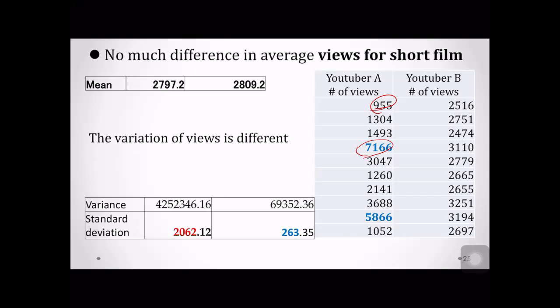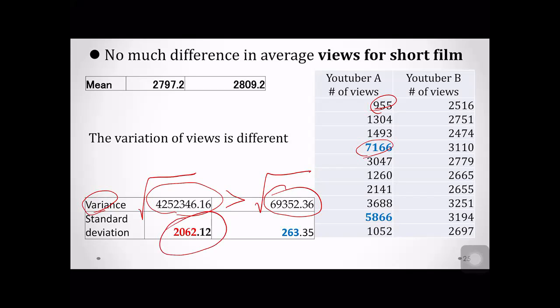So after we calculate the deviation, the variance is just the average of the squared deviation. By calculating that, we find that the variance for YouTuber A is significantly larger than that of B. Standard deviation and variance are similar measures. The only difference is that the standard deviation is just the square root of the variance. So we take the square root and we can get there.